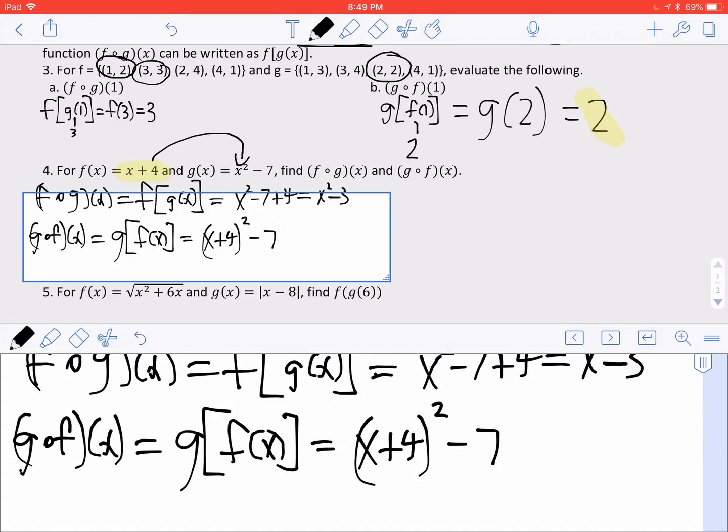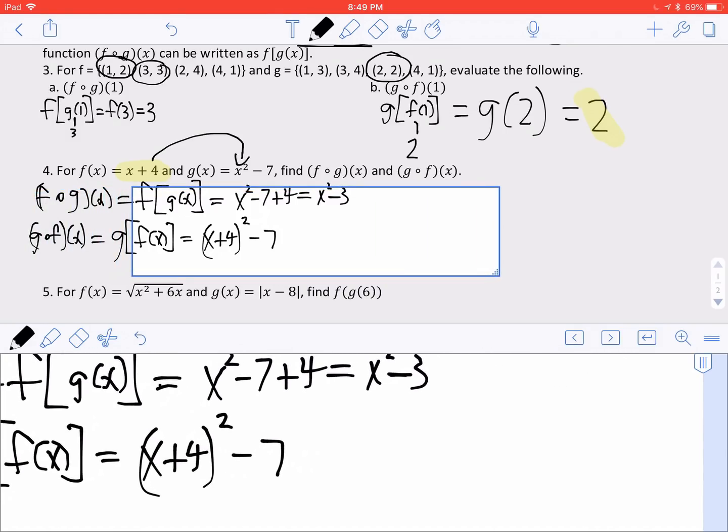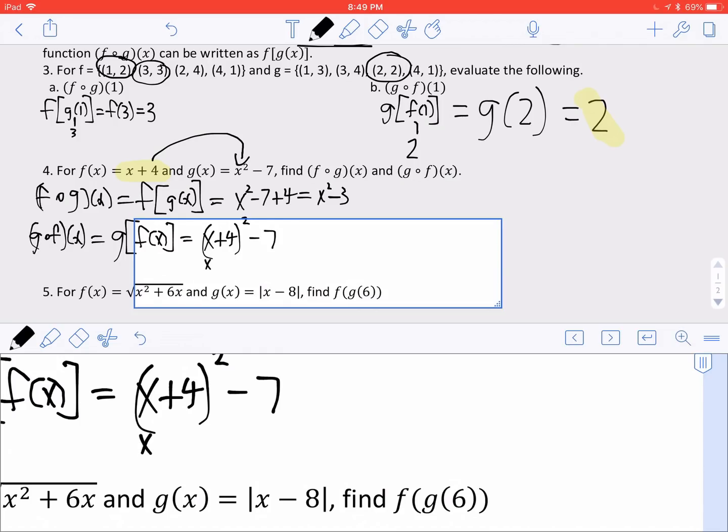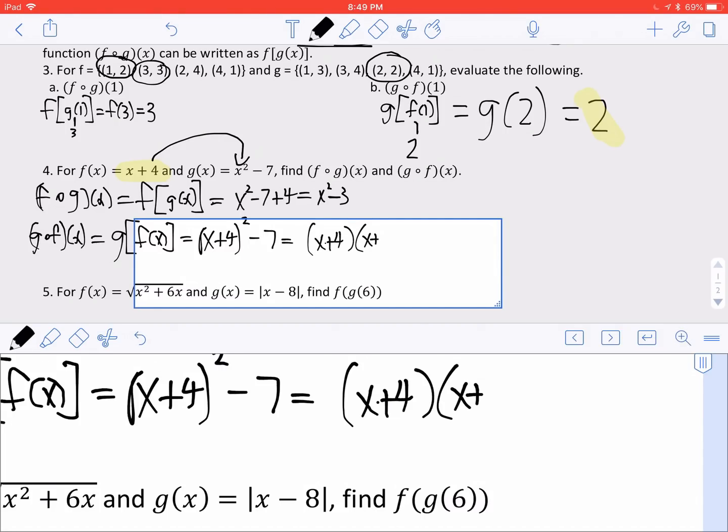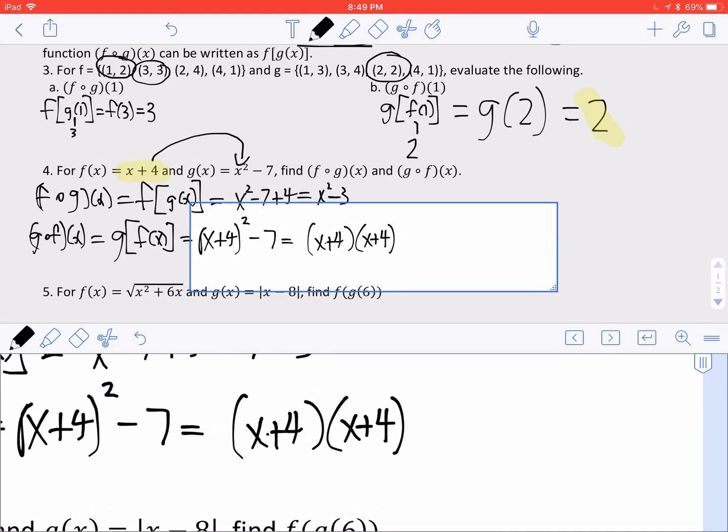Now, some of you might be thinking x plus 4 squared would be the same as x squared plus 16, but those of you are wrong. Because what does it mean to square a number? When we square something, we multiply it by itself. So if we're squaring x plus 4, then we have to write out x plus 4 times x plus 4, and then there's the minus 7. So that's what it means to square x plus 4.